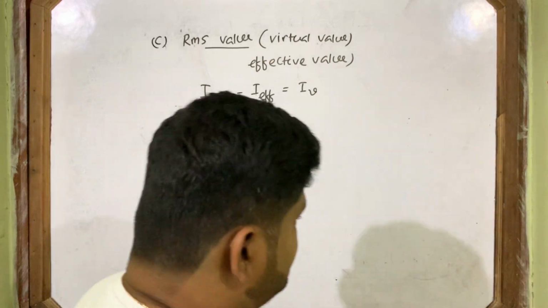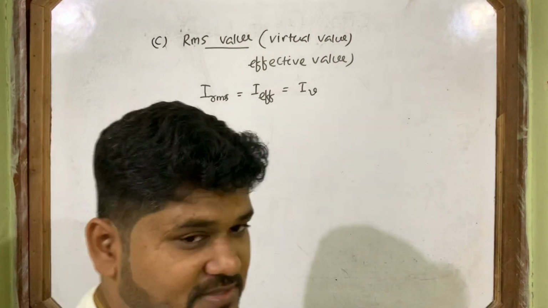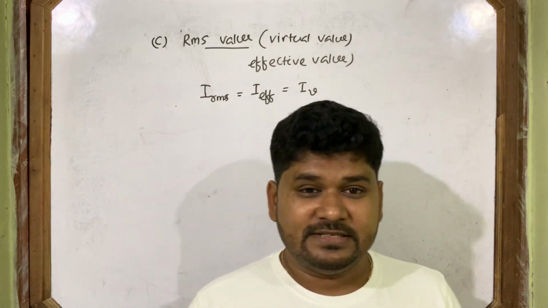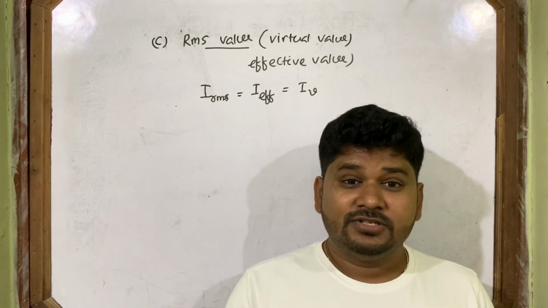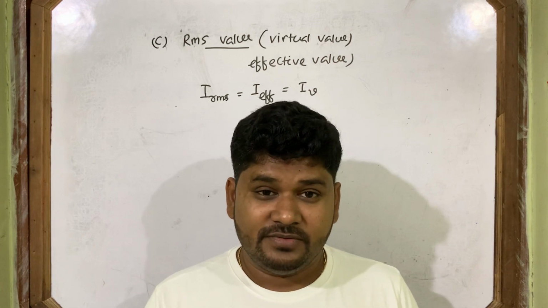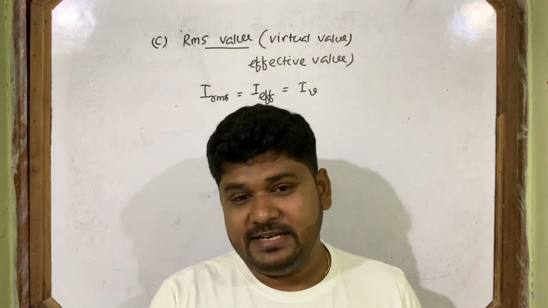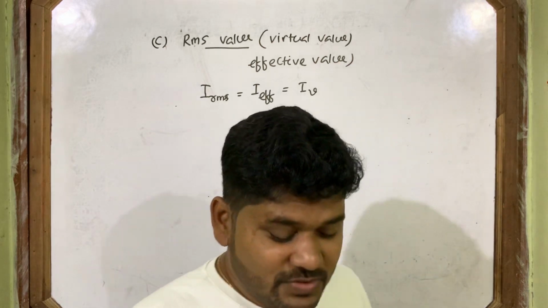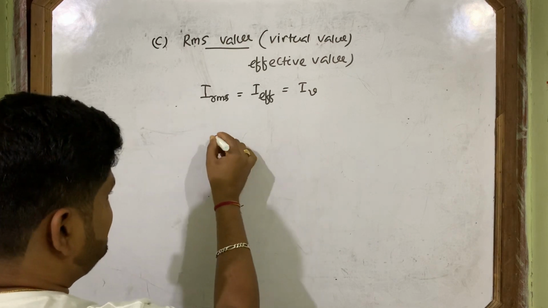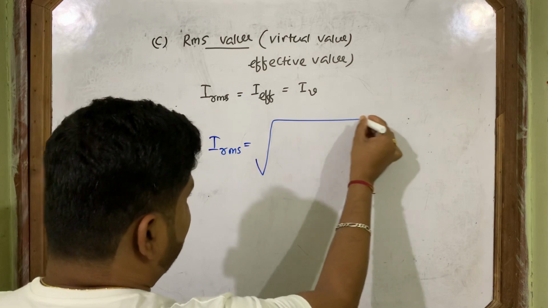So now let's come to its definition. The definition is hidden in the name RMS, root mean square. The definition is: it is the square root of the mean of the squares of different instantaneous values. So let's write I RMS is equal to square root of.